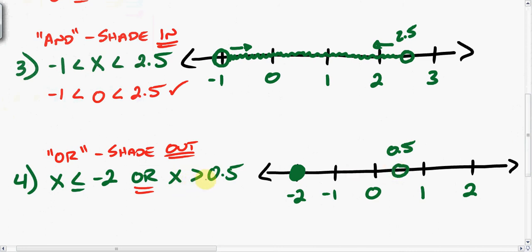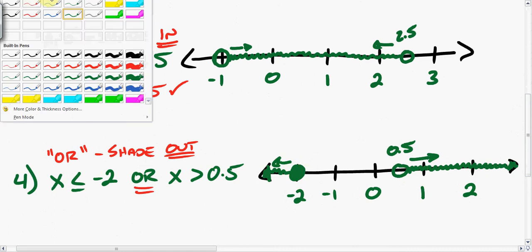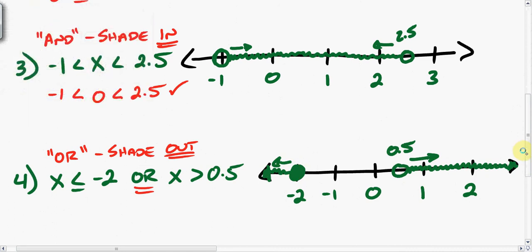So we want to make sure we're shading x is less than or equal to negative 2, so all numbers less than, going in the left direction here, or x is greater than 0.5, all numbers greater than 0.5 in this direction. So you can see our and in, or out actually holds true here. So if that helps you, make sure you note that down and try to memorize and in, or out.